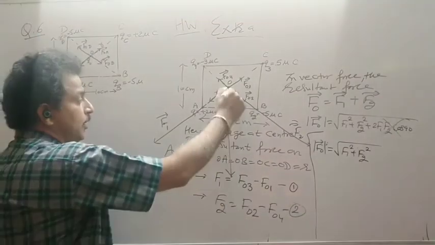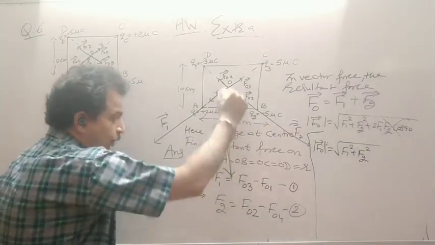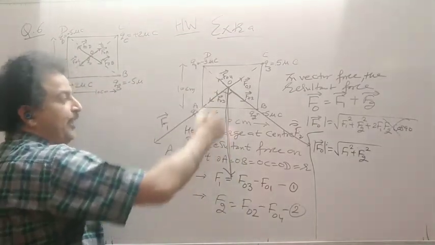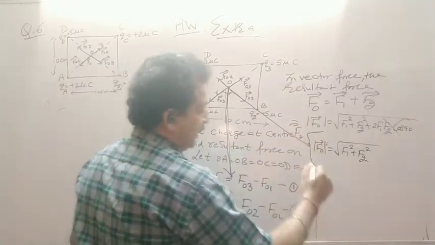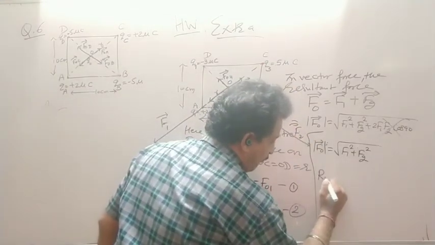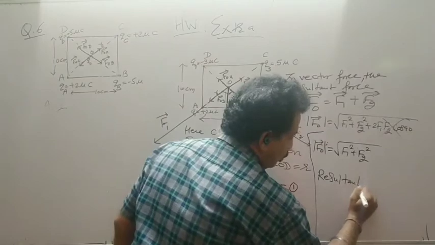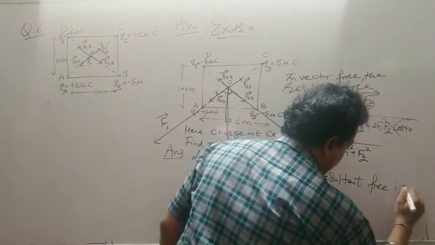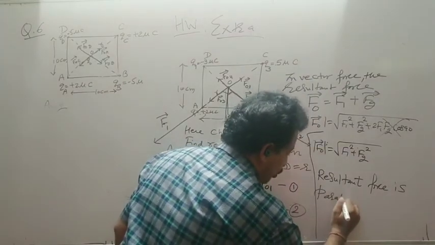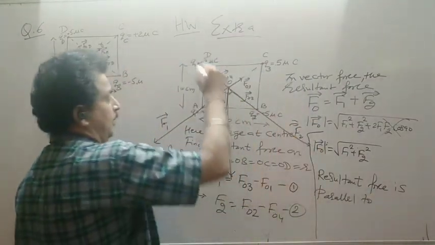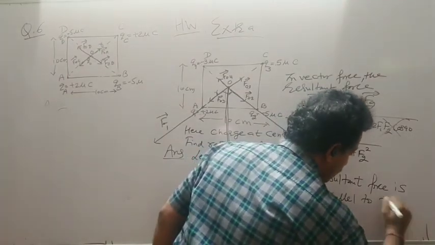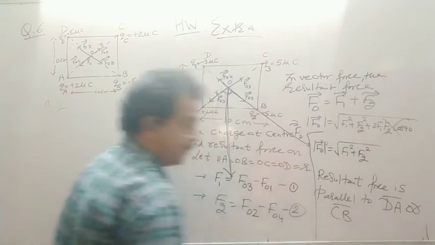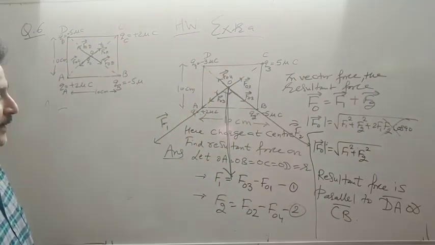And the direction is downward. Now how will you mention this downward direction? It can be written as parallel to DA or parallel to CB. So in the concluding line of the resultant force, you have to mention the direction also. Resultant force is parallel to DA, or you can write parallel to CB. So you complete this exercise.